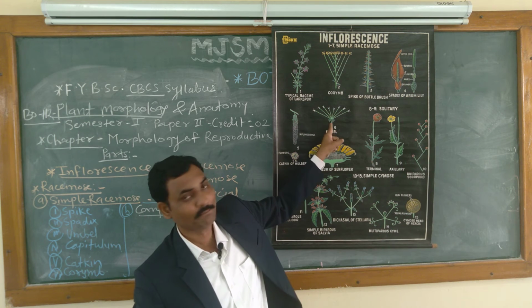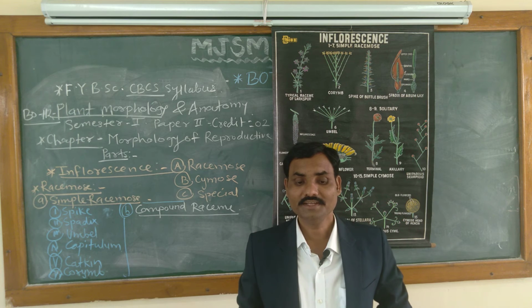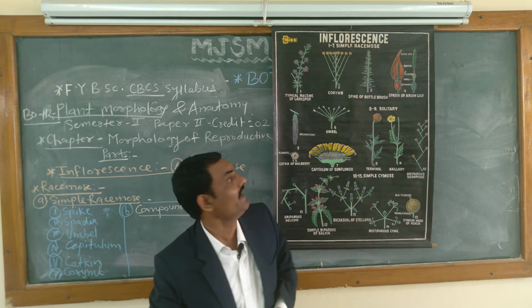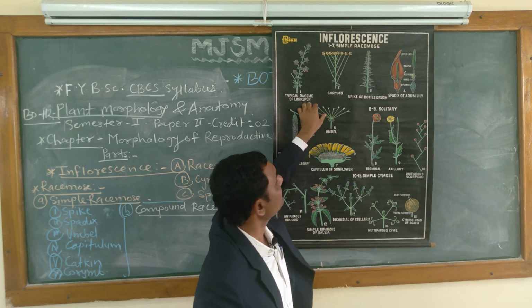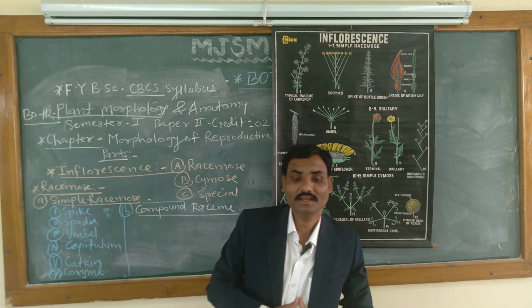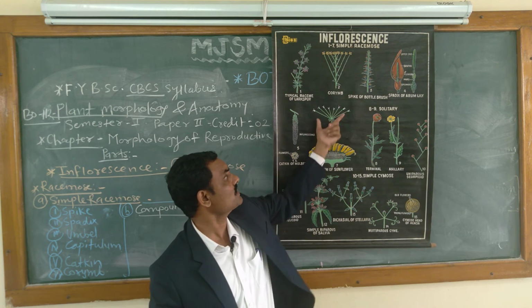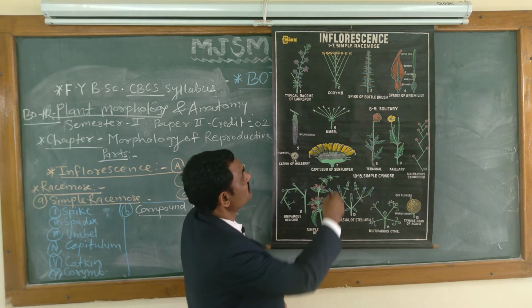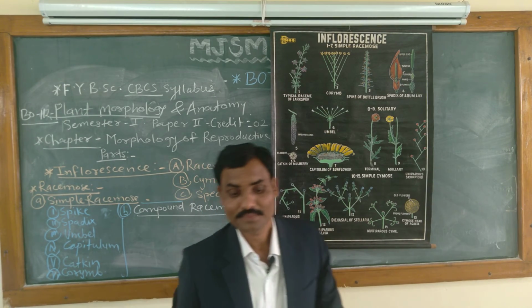The flowers come out from the top of this axis and they are pedicellate. The pedicels are of equal length, due to which the cluster looks like an umbrella. This is the stalk and those are the different ribs of the umbrella.